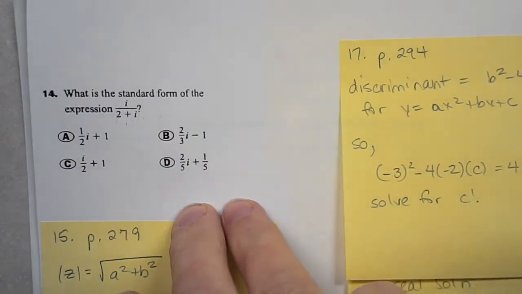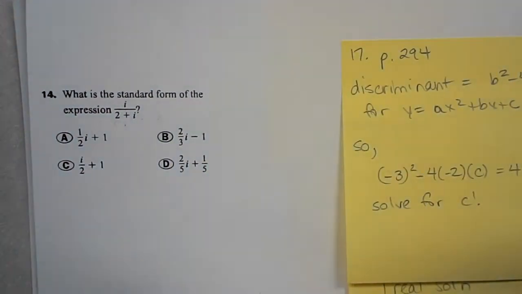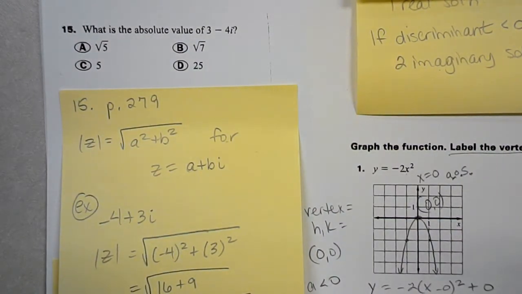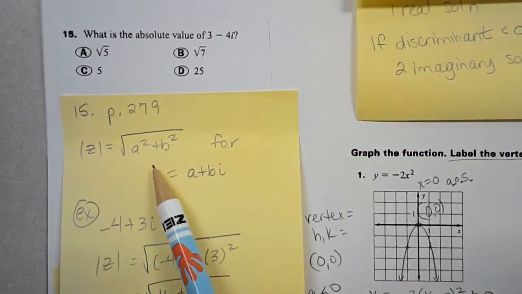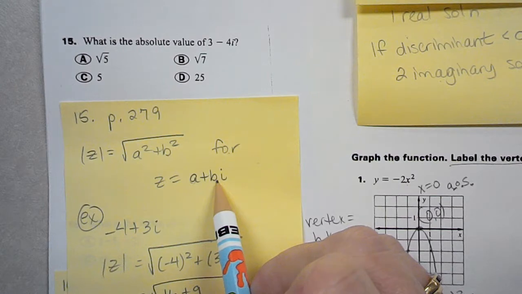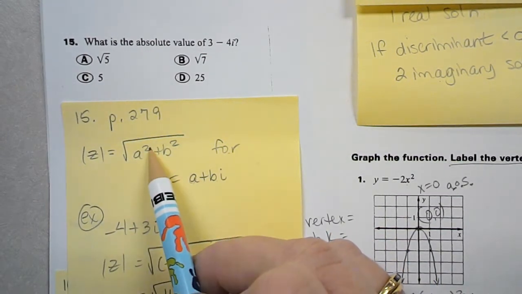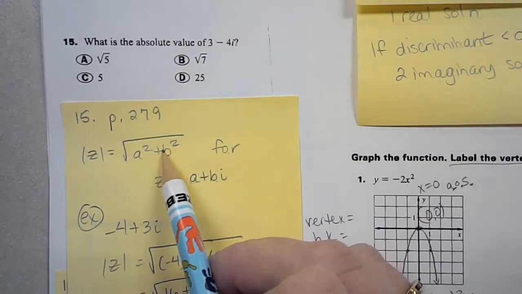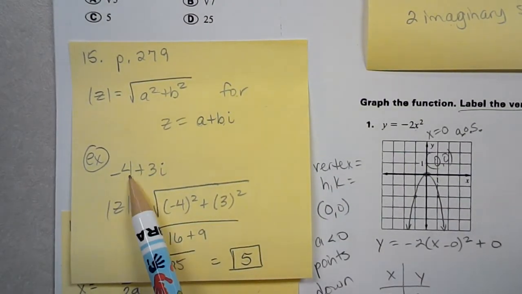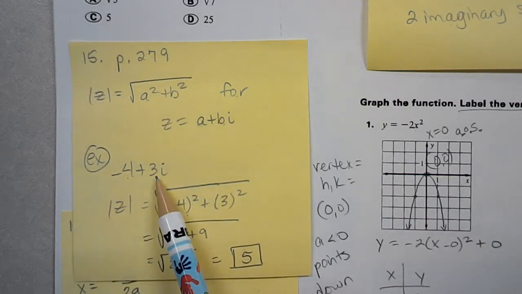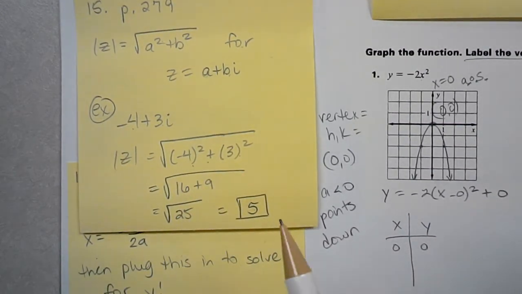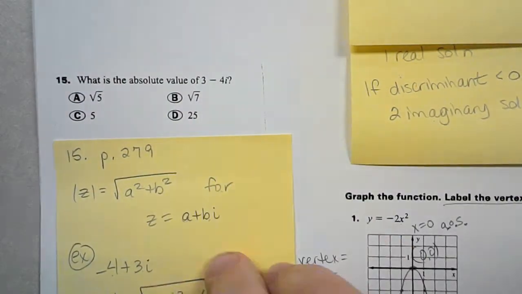Okay, let's look at number 15. Number 15 asks you what is the absolute value of 3 minus 4i. Well, the formula for absolute value when you have a real and then a complex component is you square the real, you square the coefficient of i, and then you take the square root of both. For example, if I had this problem, here's my a squared, here's my b squared. I add them together, and then I simplify under the radical. You would do the same thing here.